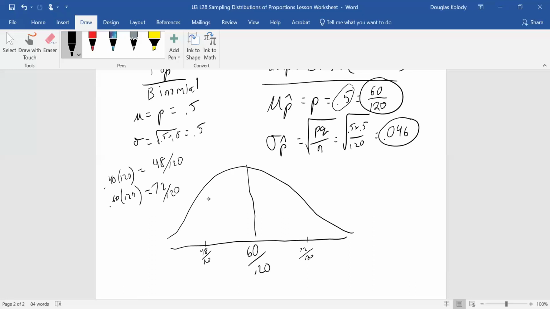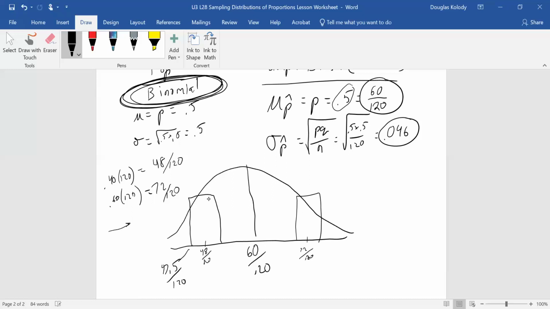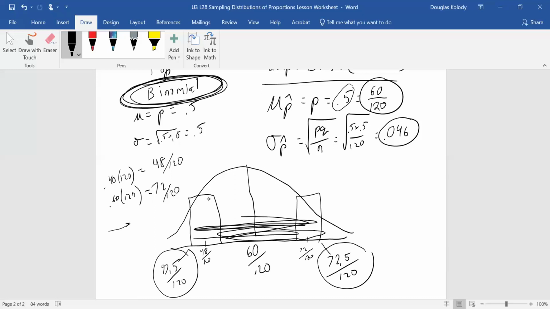Now comes the point in the lesson where people often give me moans and groans. Recall, we are answering a binomial question, because this is a binomial population, with a normal curve. Whenever we do that, here's the groans, we have to do a 0.5 adjustment. So if I want to include 40% and 60%, I'm actually going to start at 47.5 out of 120, and I'm going to go up to 72.5 out of 120. I'm going to shade the area we're talking about right here. This is the area we need to find.